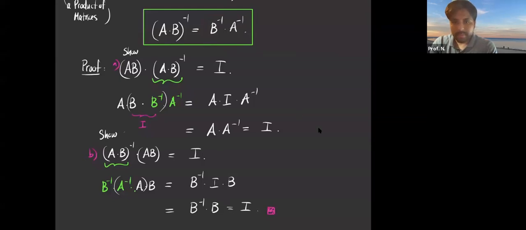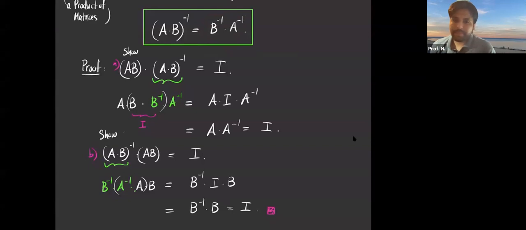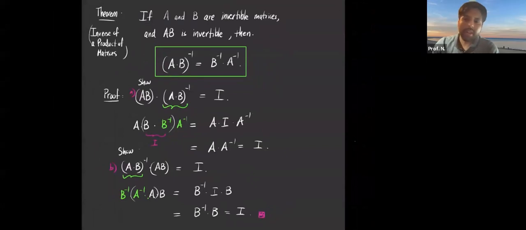Yes, Baldwin. Just a quick question, and this is possible because we're using the associative property of matrix multiplication. That is correct. Okay. And again, since they're invertible, we're assuming that the matrices are square. And because the product is invertible, the dimensions have to match up in order for this to exist. Since they're both square, they must be the same dimensions. And because that's true, then we can apply associativity.